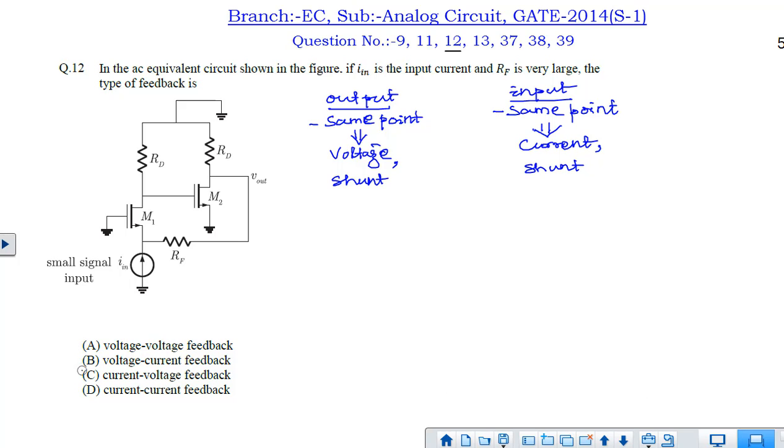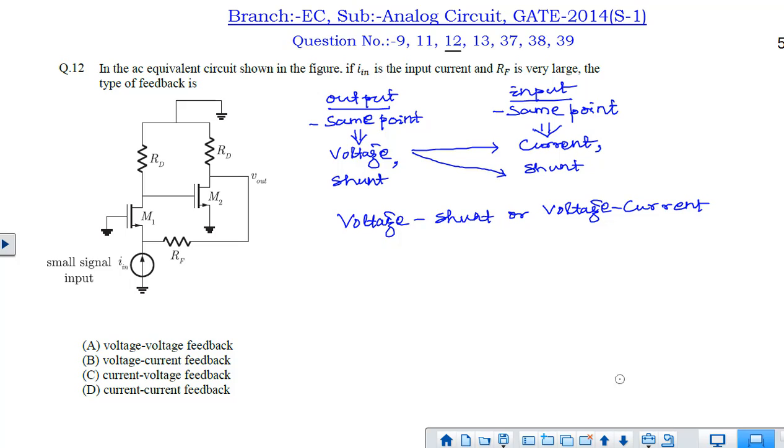So either B or A can be the answer. Now if you see at the input, it can be voltage current or voltage shunt. Voltage current, voltage is mentioned here. So B is the correct answer. So the name can be voltage shunt or voltage current. And if you see among the options, B, that is voltage current, is the correct answer. Thank you.